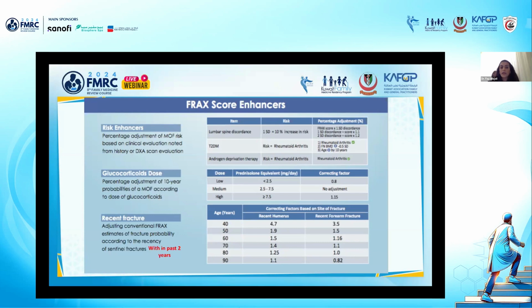In addition, the other enhancer is the recent fracture. If the patient has had a recent fracture within the past 2 years, an extra risk should be added to the FRAX. This is done for the recent humerus fracture and the recent forearm fracture, and it is according to age also. So after you get your final FRAX, you will multiply by the factors shown here in the chart. We will take a look at a case example, inshallah.